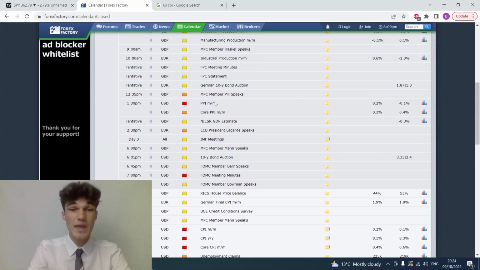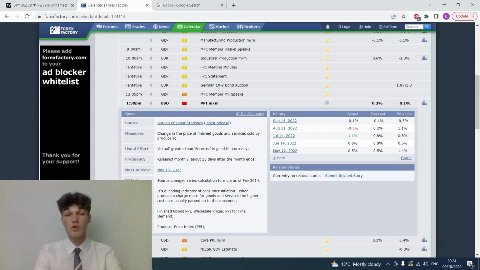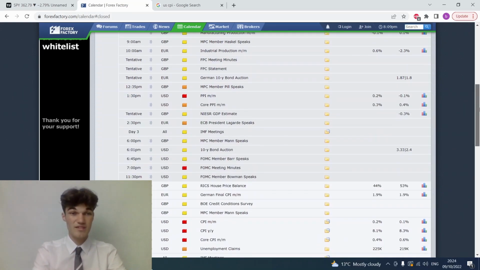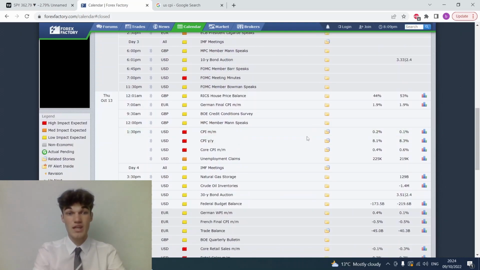Anyway, of course, we do have PPI and core PPI, producer price index. Of course, it measures the sort of goods inflation, the change in the price of finished goods and services sold by producers. Again, not a big number, not a really big market mover, so not too much to worry about there. Of course, we have the CPI on Thursday, probably the biggest news ahead of next week.